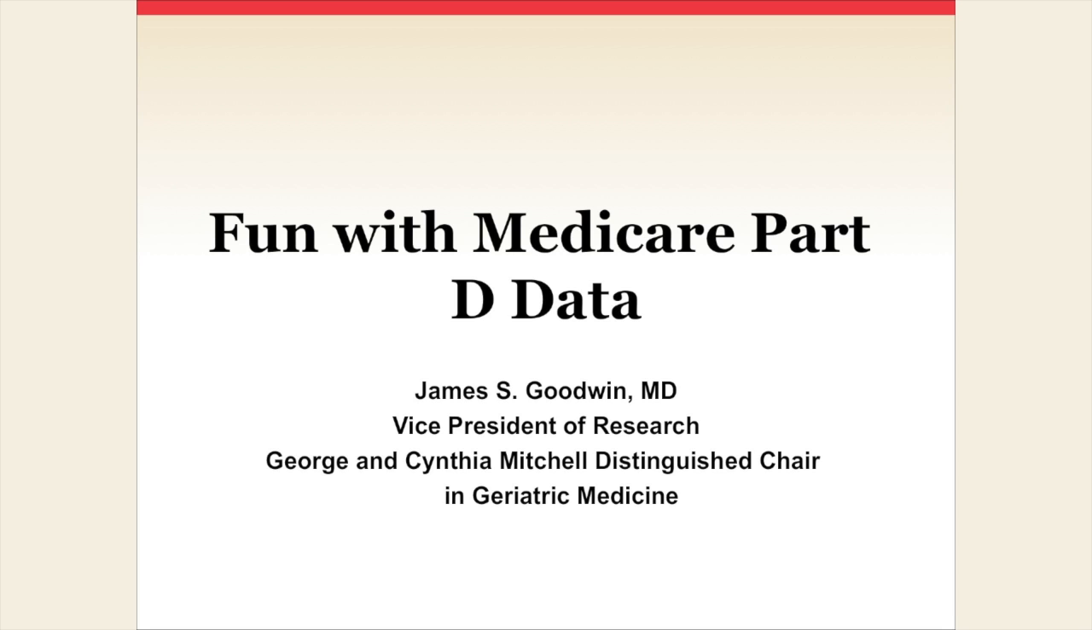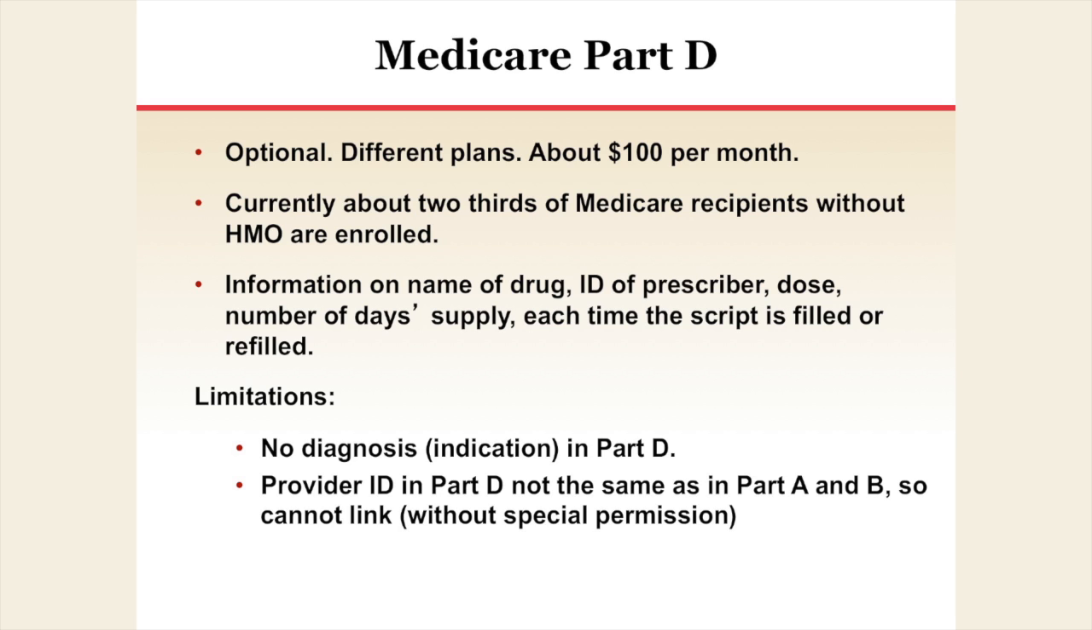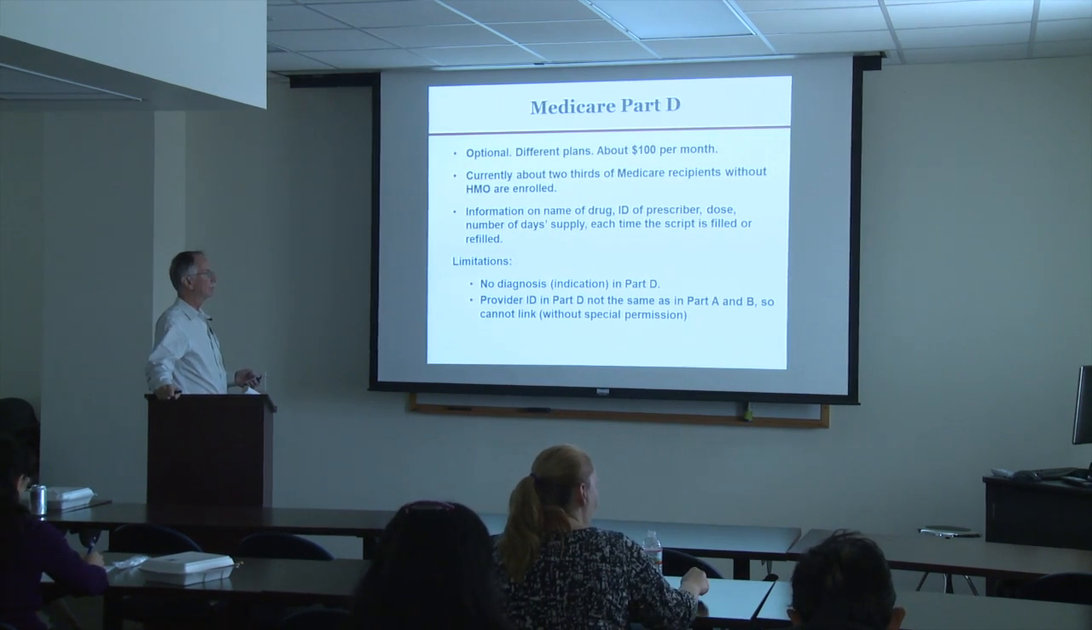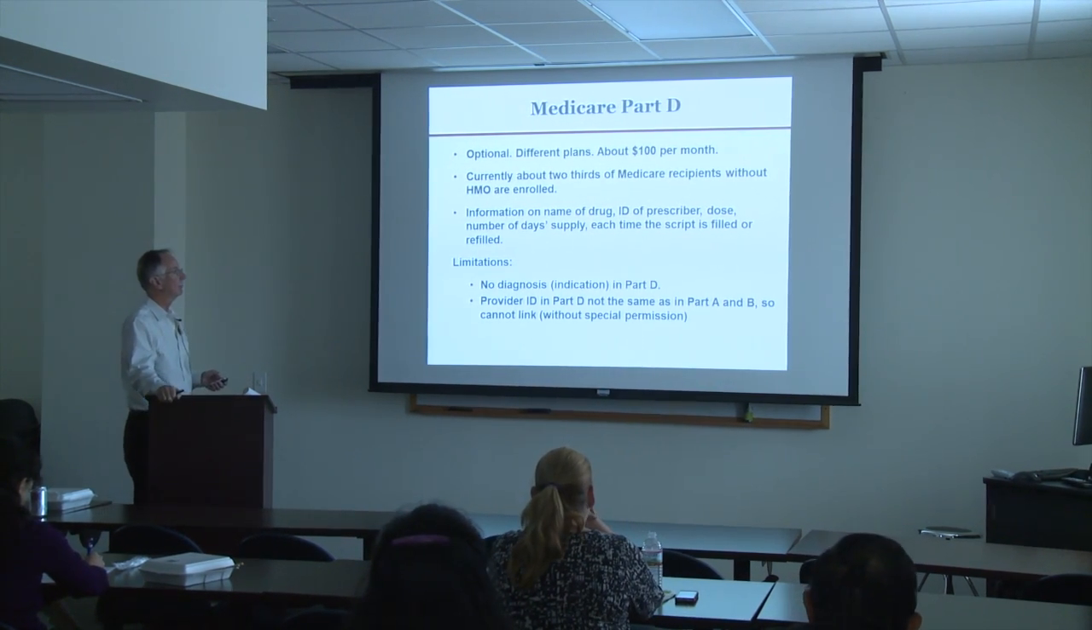So Medicare Part D is optional. It varies depending on where you live and which plan you get, but it's between something like $80 and a couple hundred dollars a month.